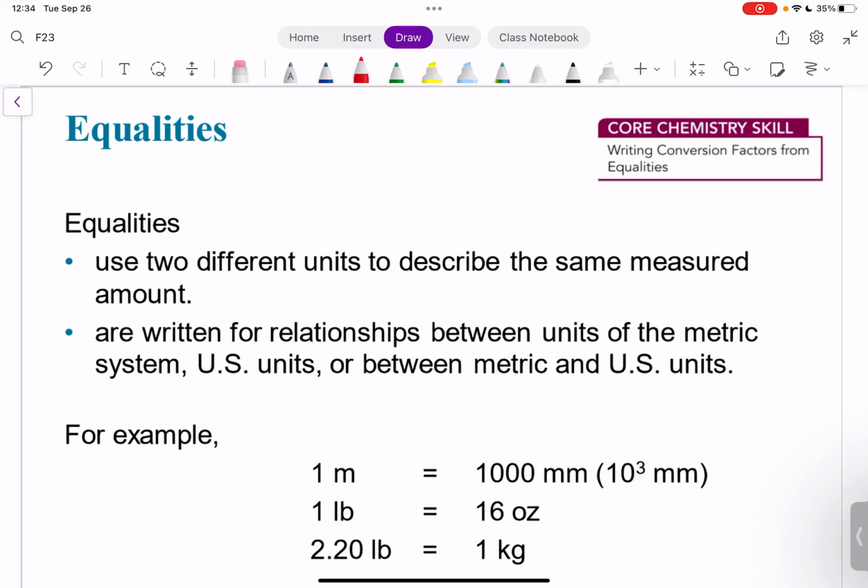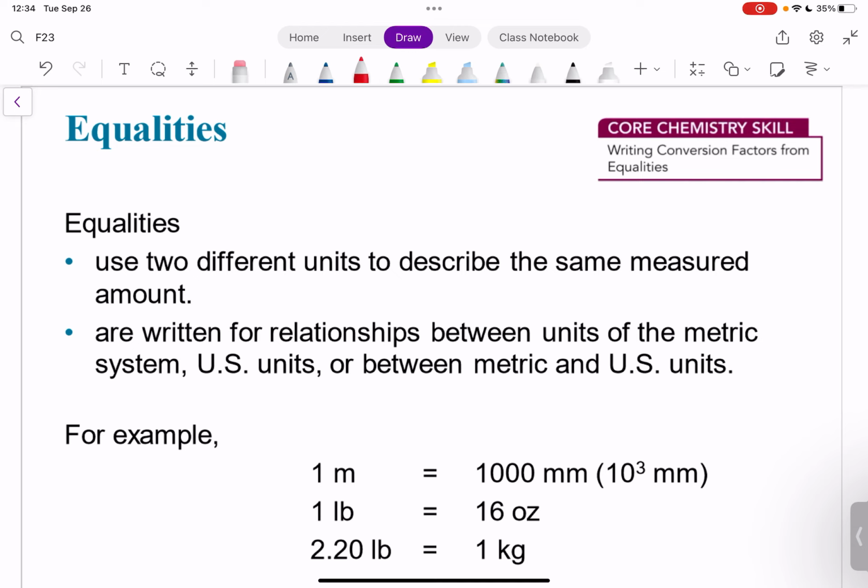In this video, I want to talk a little bit more about unit conversions. A few videos back now, we introduced the idea of the metric system and putting prefixes in front of base units to either increase or decrease the size of our unit. But now I want to look at how we actually use unit conversions to solve problems. Before we do that, we need to talk about equalities.